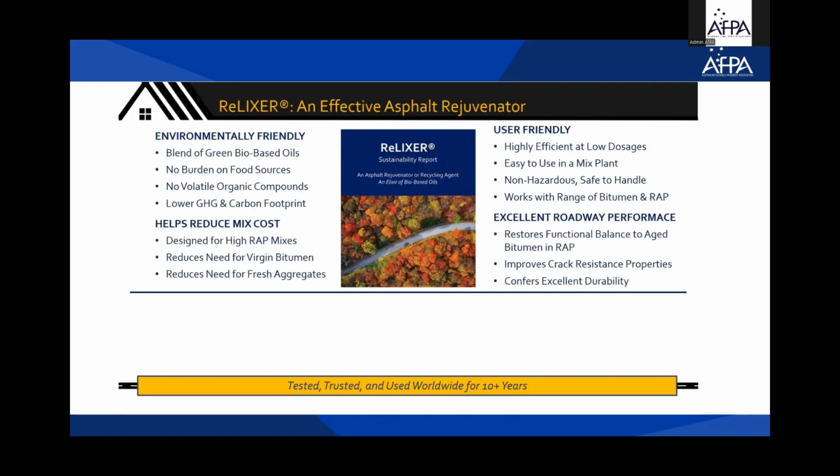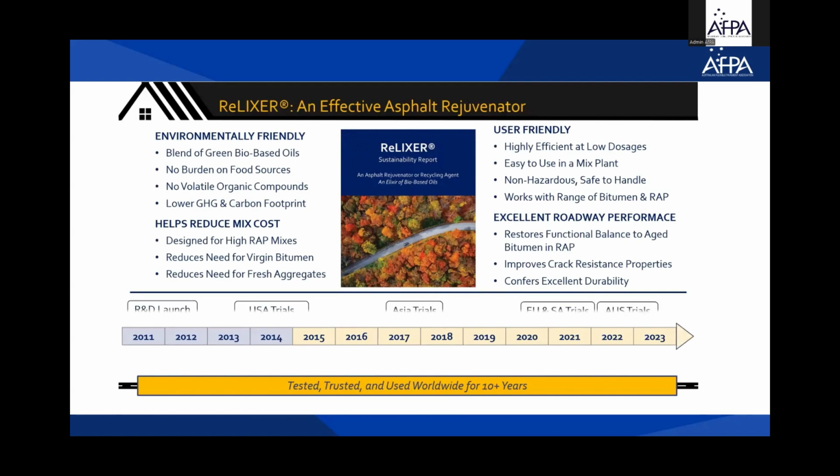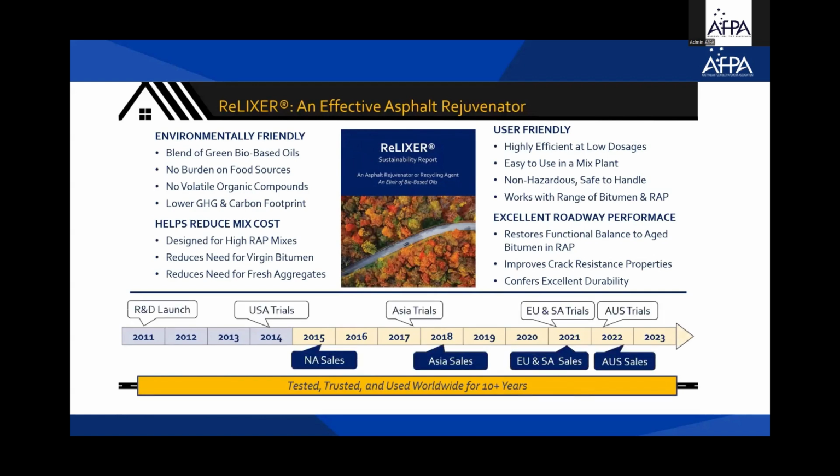So with that, let me tell you a little bit about Relixir. I'll start with the fact that it is a decade-old product with successful use by customers and contractors and transport agencies in North America, in Asia, certainly in Europe and South America. And now, indeed, hopefully with some Australian trials, we have some experience under our belts in the Australian climates and Australian continent as well.